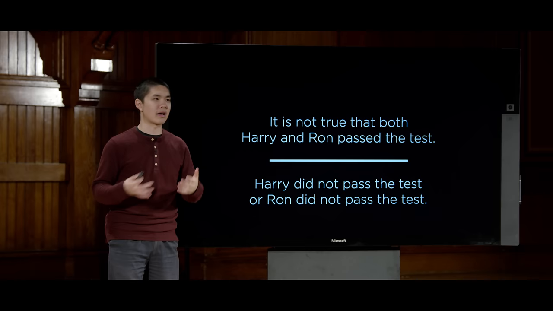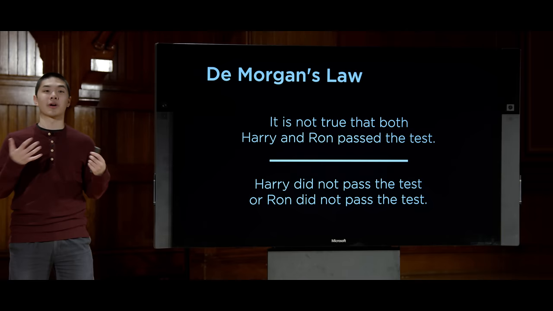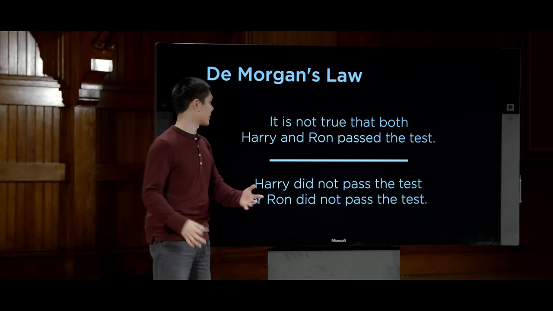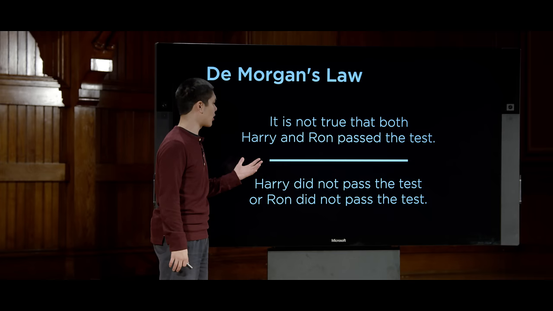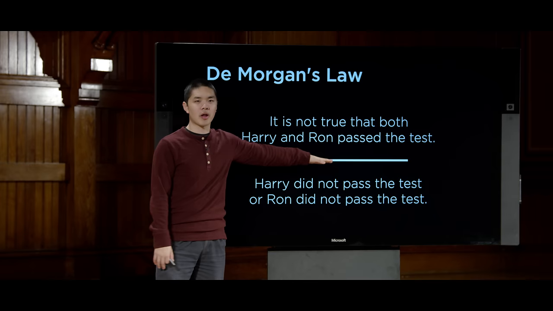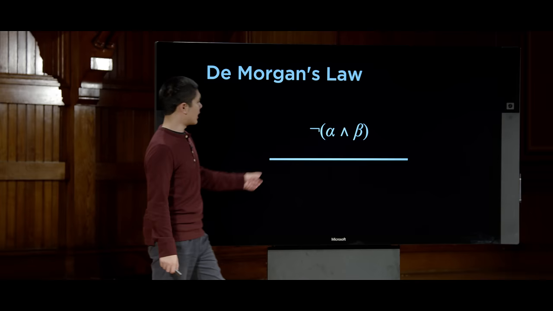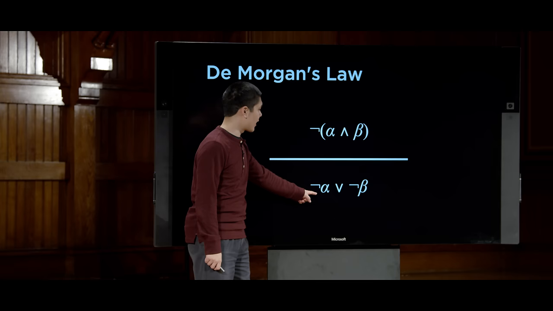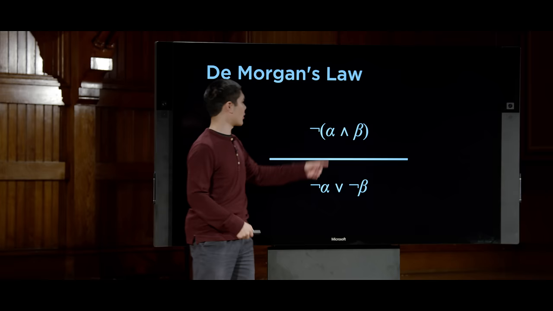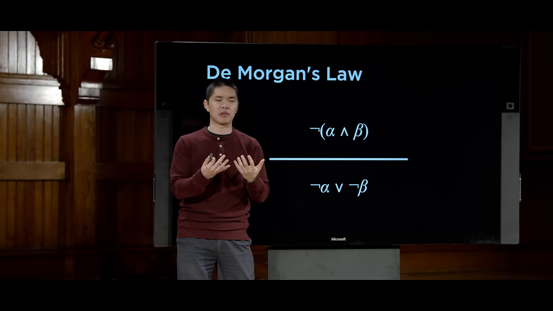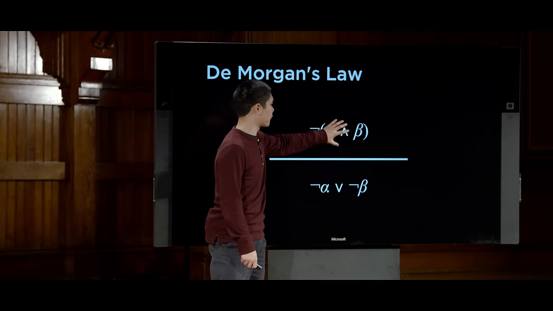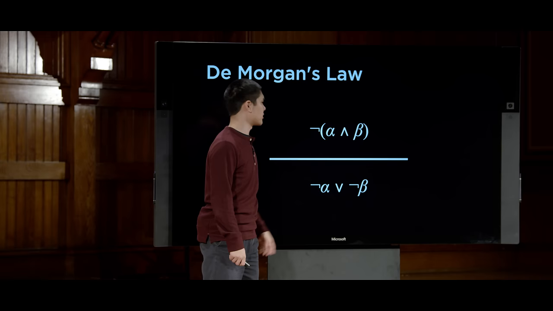And this type of law is one of De Morgan's laws, quite famous in logic, where the idea is that we can turn an and into an or. We can take this and, that both Harry and Ron passed the test, and turn it into an or by moving the nots around. So if it is not true that Harry and Ron passed the test, well, then either Harry did not pass the test or Ron did not pass the test either. And the way we frame that more formally using logic is to say this. If it is not true that alpha and beta, well then, either not alpha or not beta. The way I like to think about this is that if you have a negation in front of an and expression, you move the negation inwards, so to speak, moving the negation into each of these individual sentences, and then flip the and into an or. So the negation moves inwards, and the and flips into an or. So I go from not A and B to not A or not B.